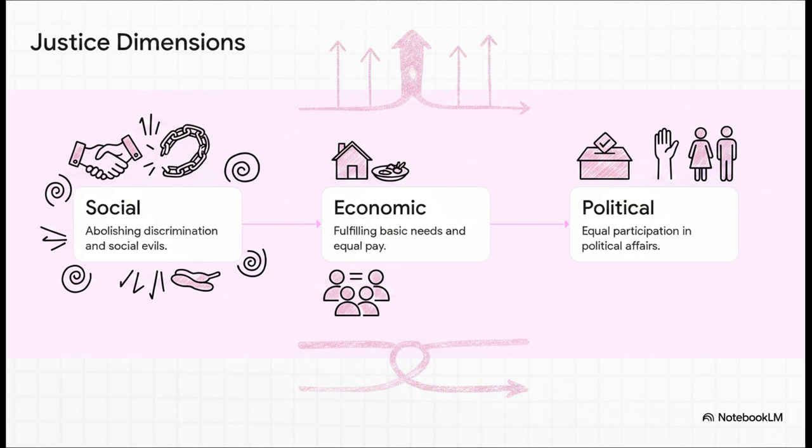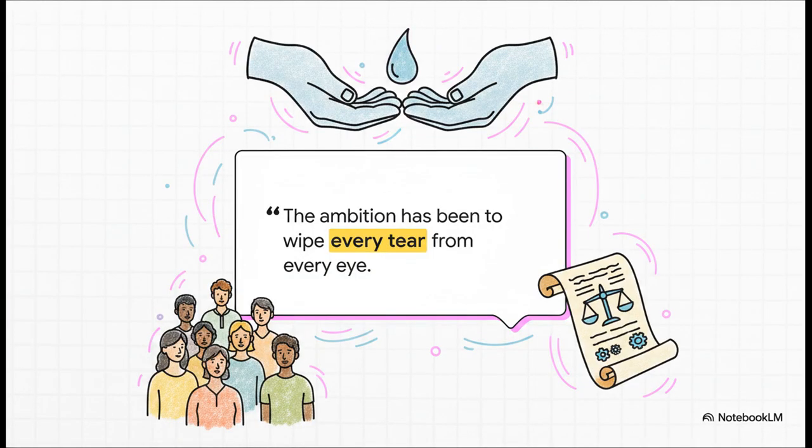You can start to see the narrative here. One form of justice simply cannot survive without the others. I mean, you can't have true political justice if your citizens are struggling with extreme economic poverty, right? And this brilliant quote really illustrates the deep emotional core behind all these legal concepts.